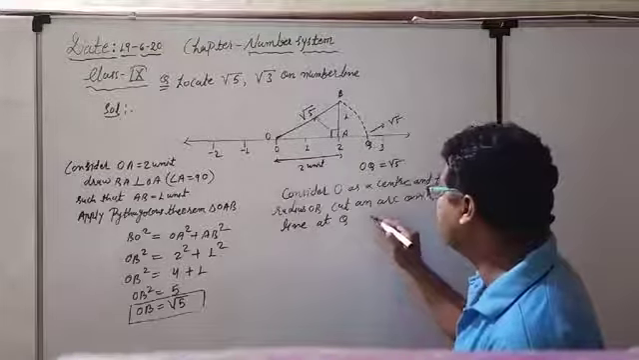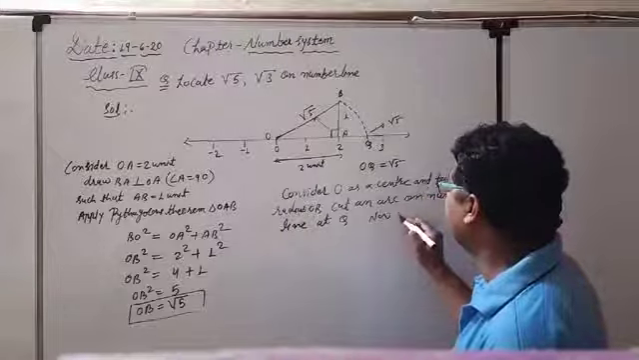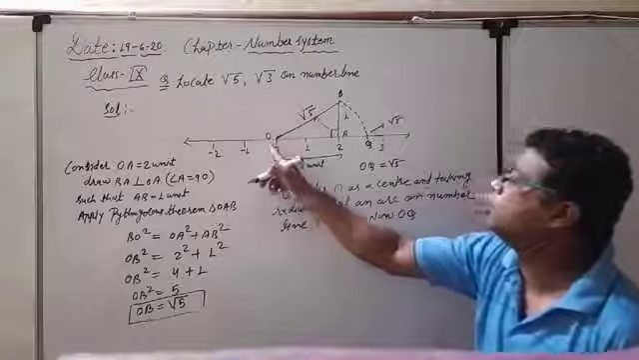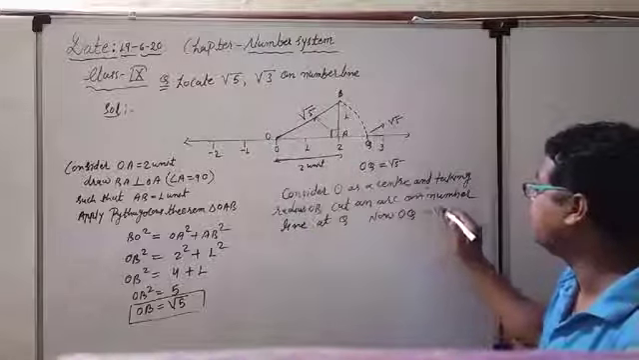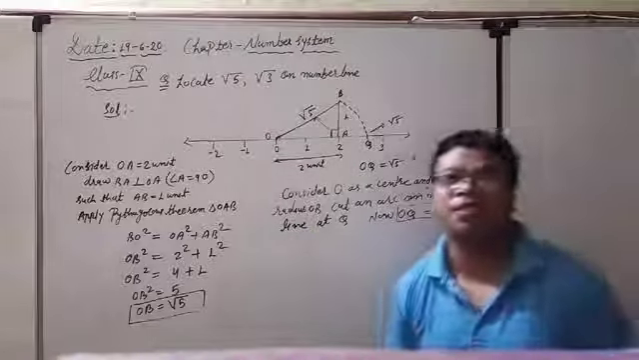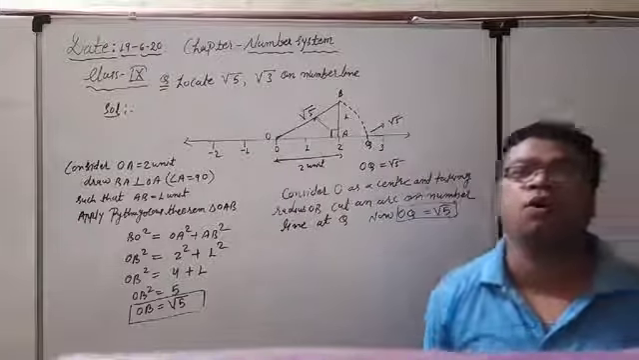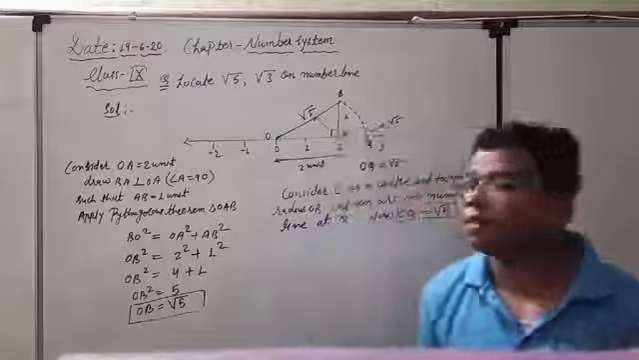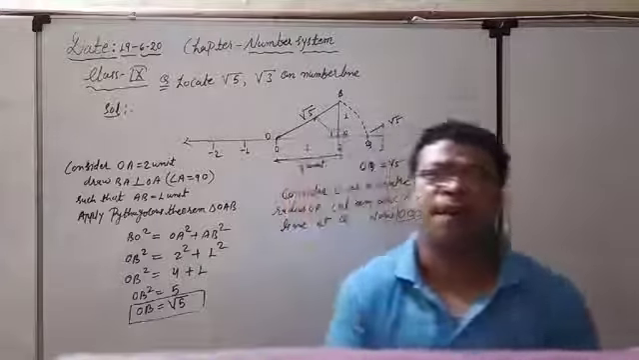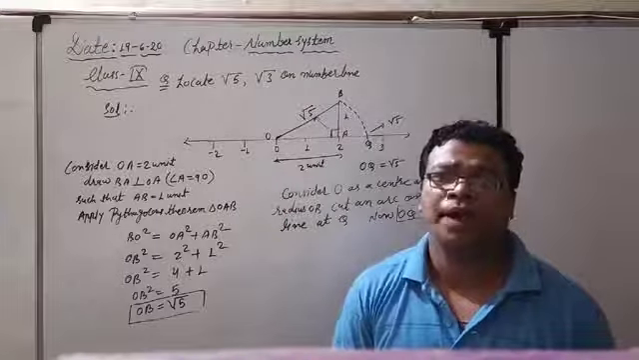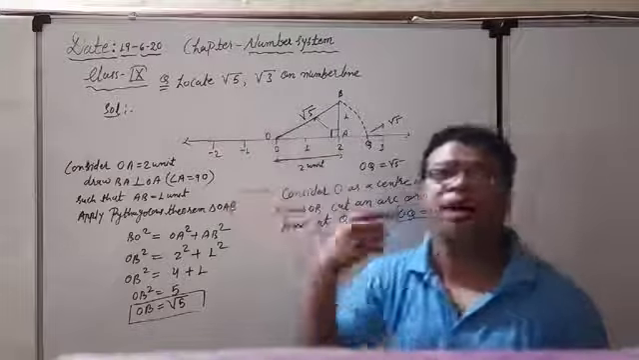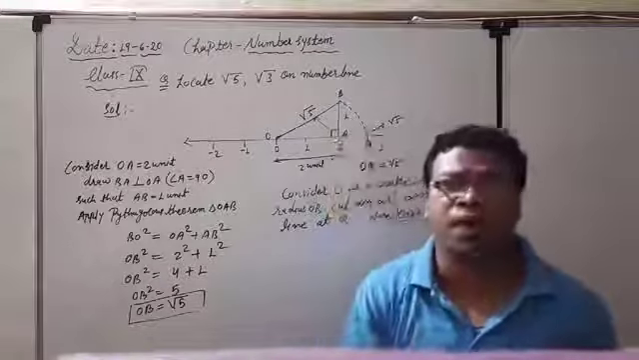Right now we can say that the distance OQ is representing the root 5 unit on the number line. Nothing else was the case. We have just applied the Pythagoras theorem. And how have we applied it? What was the logic? First we have to see what we have to represent. We have to represent the root 5.